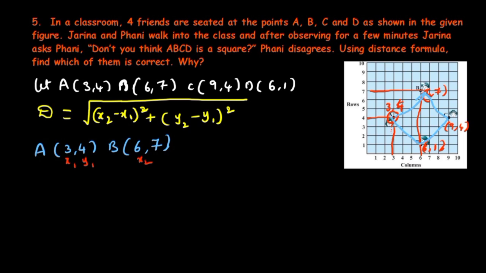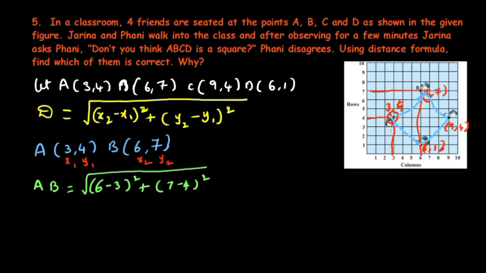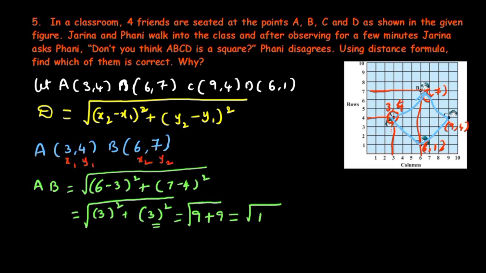Then AB equals the root of (x2 minus x1), that means (6 minus 3) whole square, plus (y2 minus y1), (7 minus 4) whole square. That equals 6 minus 3 is 3 squared, and 7 minus 4 is also 3 squared. 3 squared is 9, and here 3 squared is 9. So 9 plus 9 equals root 18. Root 18 we write as root of 9 times 2, so root 9 is 3, that is 3 root 2. So 3 root 2 is the distance between the two points AB.